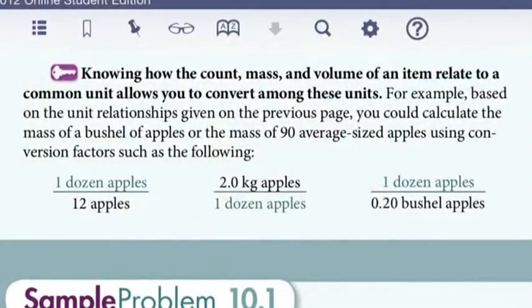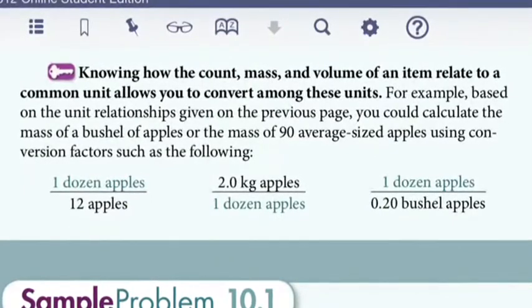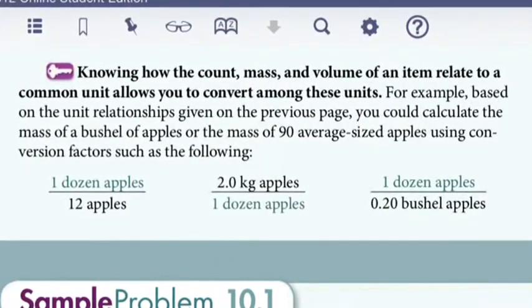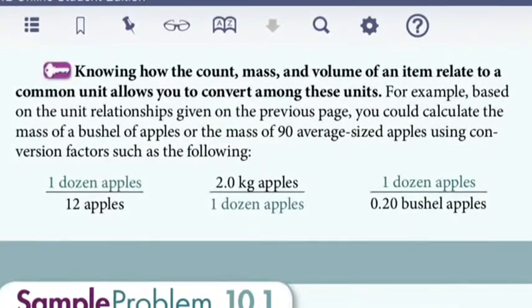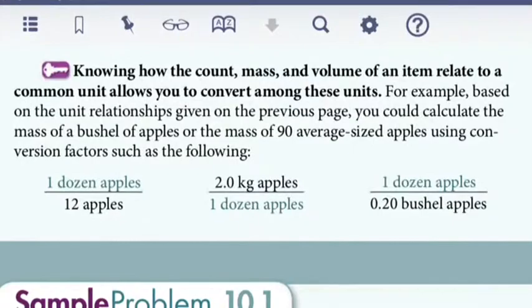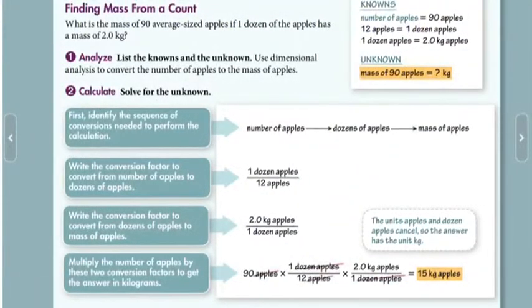Hi, this is Christopher Chou. I'll be going over the practice problems for section 10.1 on page 307. The question of this section is how can you convert among the count, mass, and volume of something? Knowing how the count, mass, and volume of an item relate to a common unit allows you to convert among these units. The book shows the steps for the first problem.